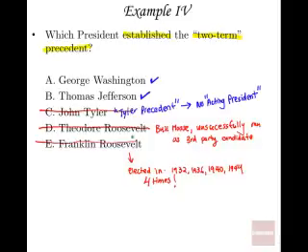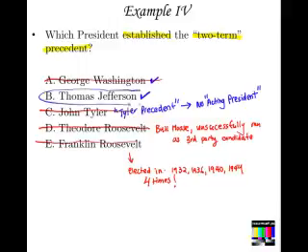Again, it's kind of a close call, and you know what? You could really go either way on this, but personally, I would have to eliminate George Washington because it's more Thomas Jefferson that established the 2-term tradition. George Washington may have started it, but it's Thomas Jefferson that established this 2-term tradition. So we'll go with that.